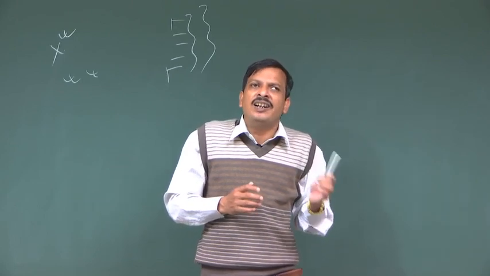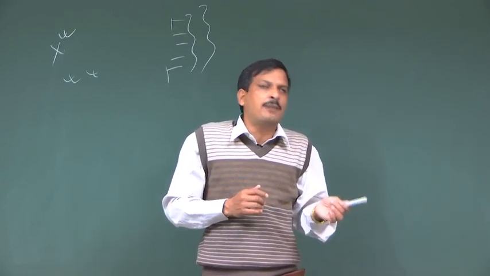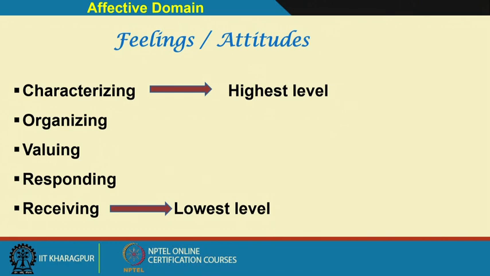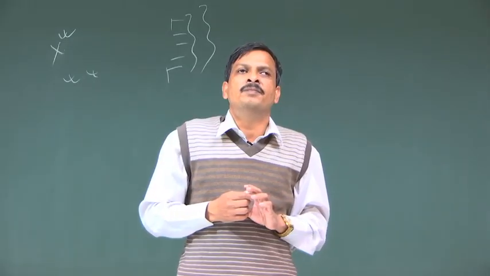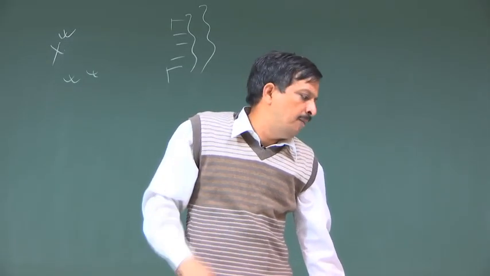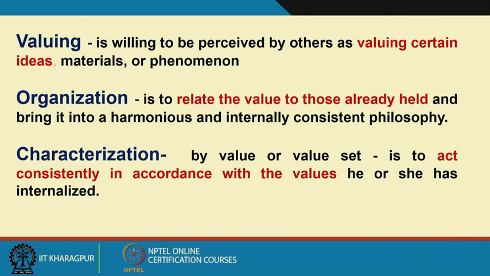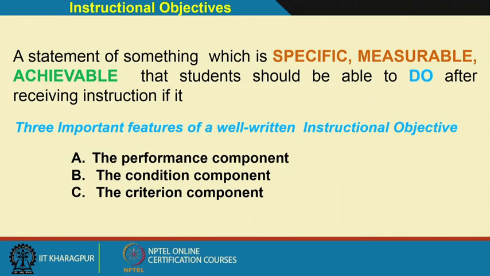So, the attitude or feeling domain, same as the psychomotor domain, has 5 categories: receiving, responding, valuing, organizing and characterizing. Characterizing is the highest level, receiving is the lowest level. Okay? Whatever I explained with an example is given in the slides. Receiving is being aware of, sensitive to the existence of certain ideas, material, phenomena and being willing to tolerate them. Responding is being committed in some small measure to the idea, material or phenomena involved by actively responding to them. Then valuing, organizing and characterizing, all definitions are there. You can go through the slides and read them. Okay? Thank you. Then come to the main part.